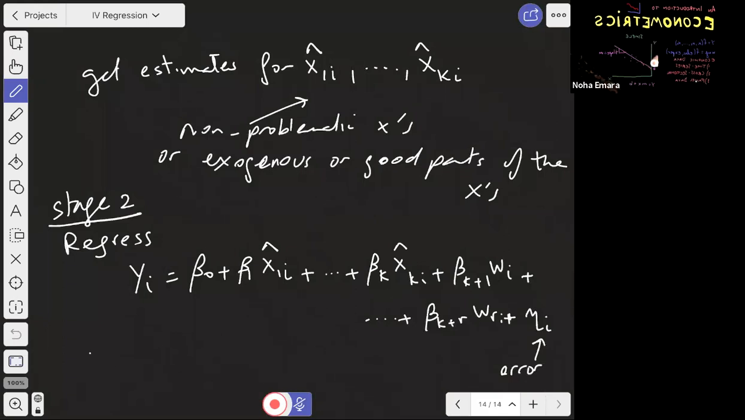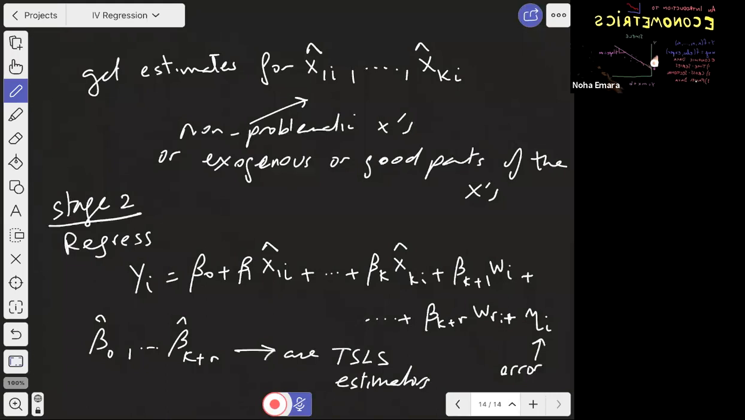And the betas that we're gonna get, like beta hat naught, beta hat k plus r, these are the 2-stage least squares estimators. Okay, so these are the consistent estimators, and you can actually call them TSLS right after, like under here, so that you know that these are the 2-stage, these are the non-OLS estimators that are supposed to be consistent estimators. Okay.